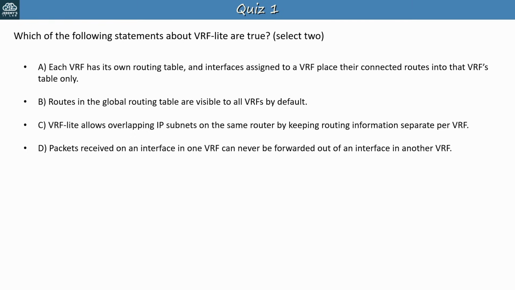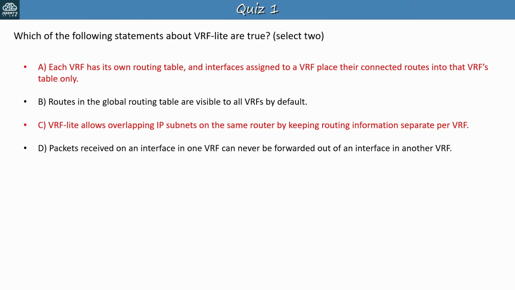Okay, the correct answers are A and C. A is correct because that's the whole purpose of VRF, splitting the router into multiple logical routers, each with its own routing table. Interfaces belonging to one VRF will only appear in that VRF's routing table. And C is correct because even if there are IP overlaps, there is no conflict if the overlapping IPs are in separate VRFs. That's another powerful aspect of using VRFs.